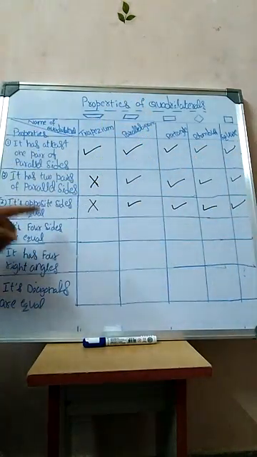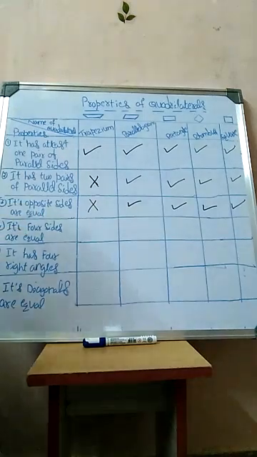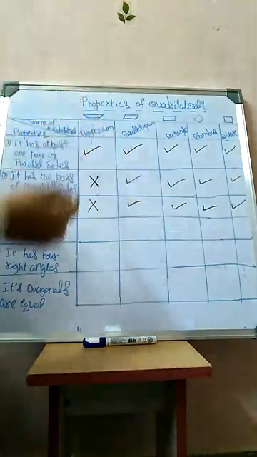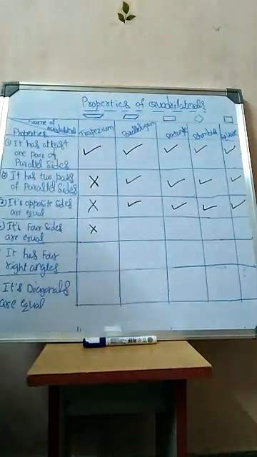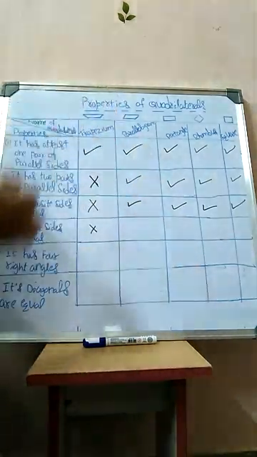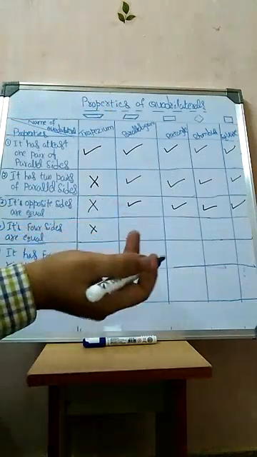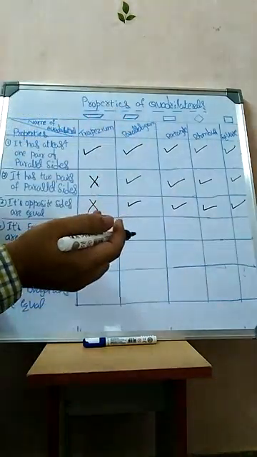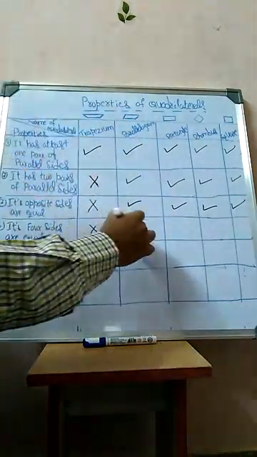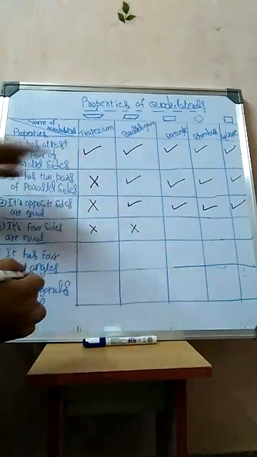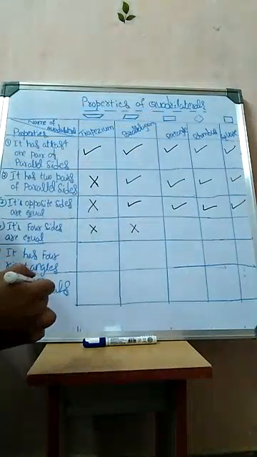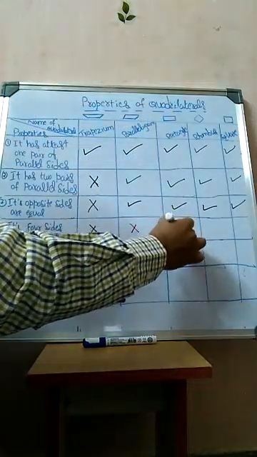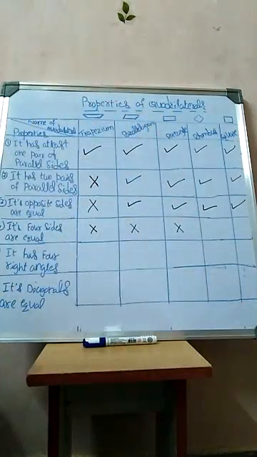Next, its 4 sides are equal. In trapezium, are 4 sides equal? No. Mark cross. In parallelogram, are 4 sides equal? No, only opposite sides are equal, not 4 sides equal. That's why mark cross. Same like that in rectangle, only opposite sides are equal, not all sides equal. So it will also not satisfy, mark cross.